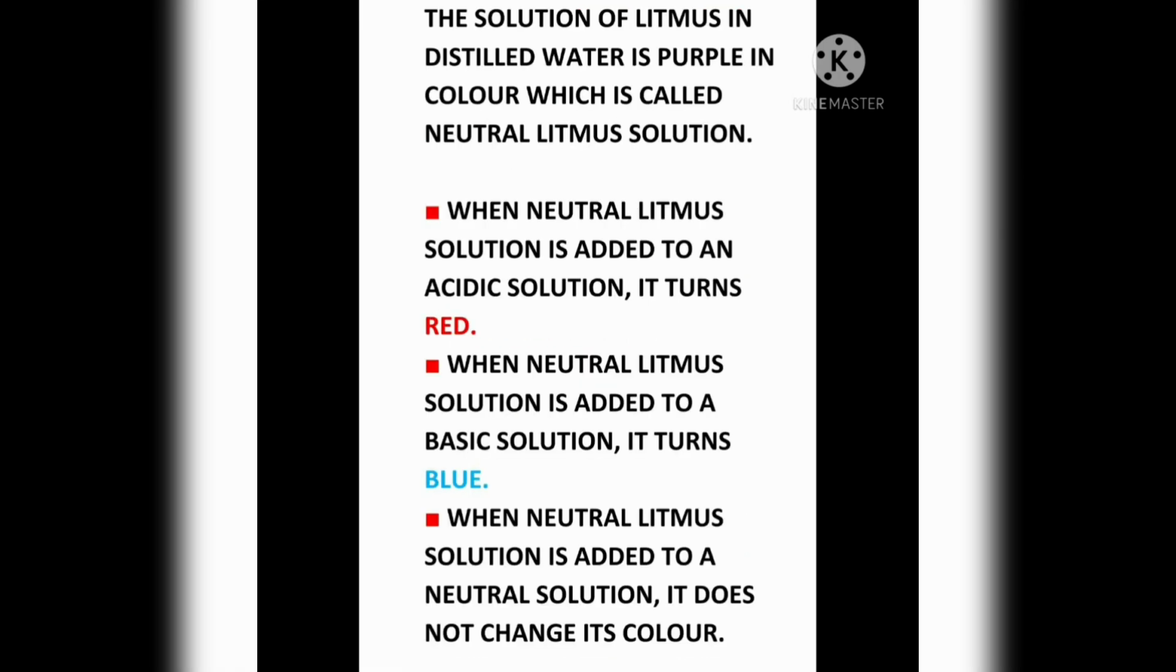How does a litmus solution work? When neutral litmus solution is added to an acidic solution, it turns red. When neutral litmus solution is added to some basic solution, it turns blue. When neutral litmus solution is added to some neutral solution, it does not change its color. Litmus solution is available in the laboratory in the form of red litmus solution and the blue litmus solution.